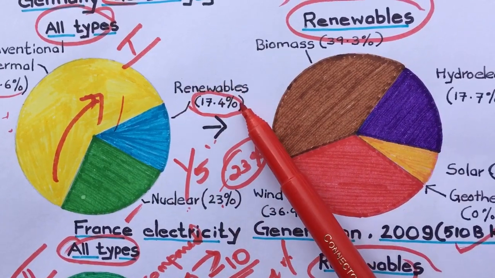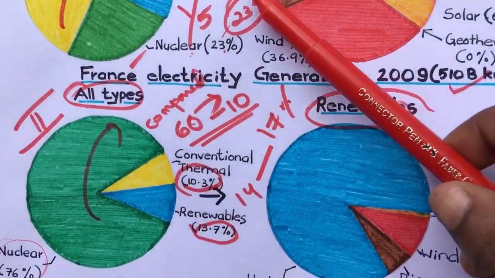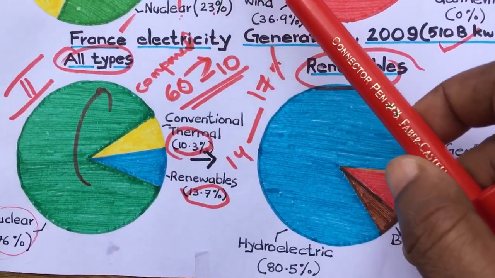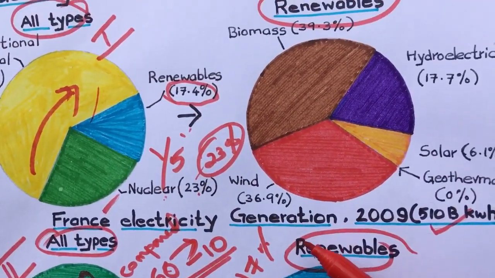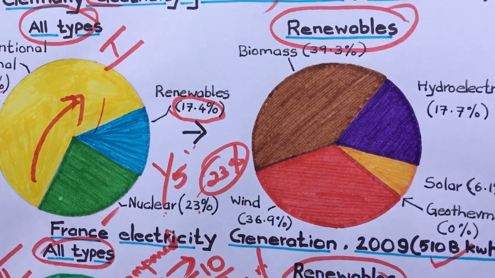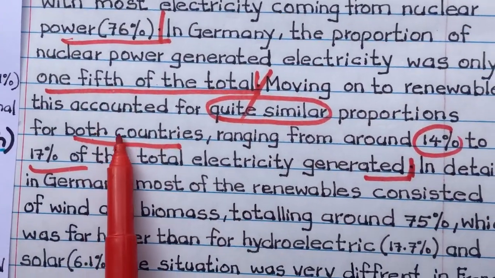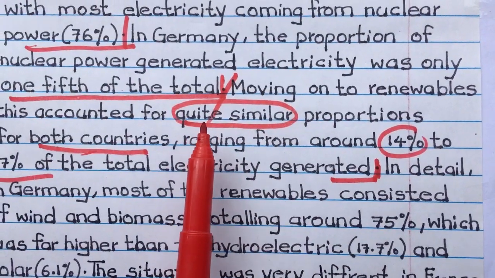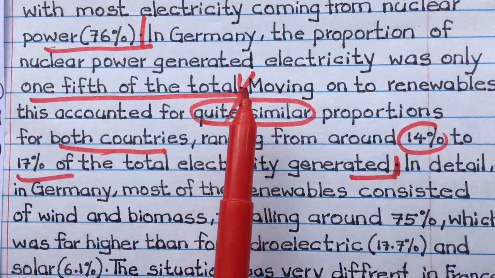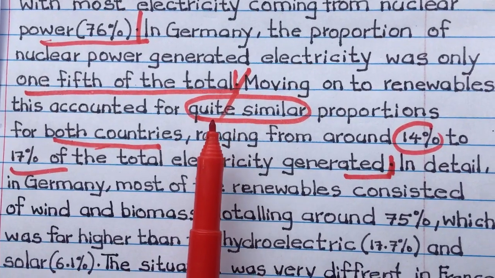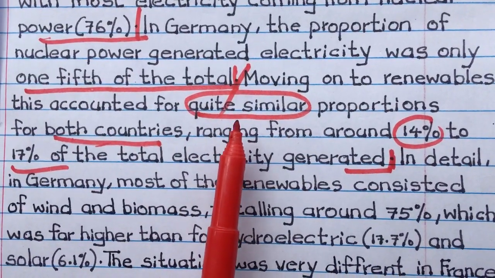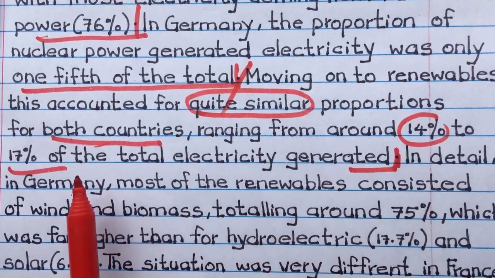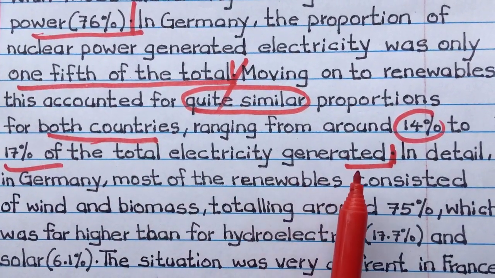So it is about 17 and 13. So it is always best to give a range. Range means the ratio should be in between 14 and 17%. So here, moving on to the renewable, this accounted for quite similar. Quite similar means somewhat closer to the ratio, or strikingly similar, but not exactly similar. Okay, and proportions both countries ranging from around 14% to 17% of total electricity generated.